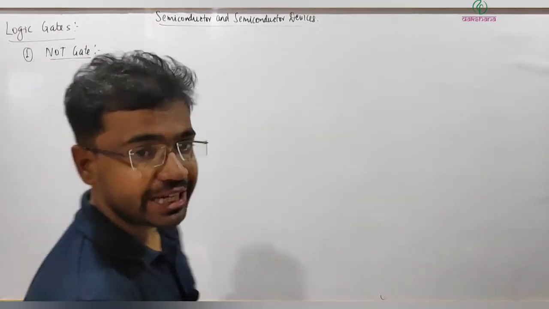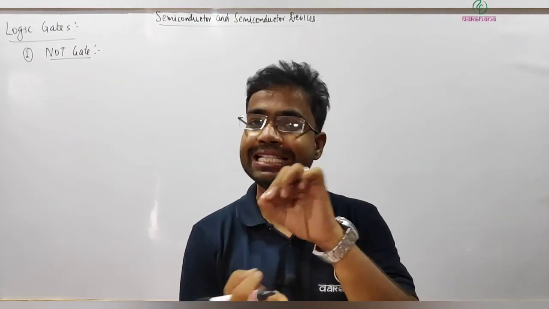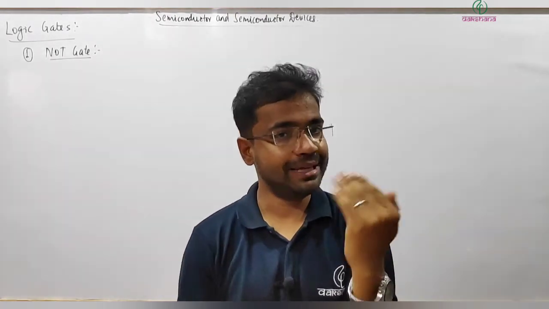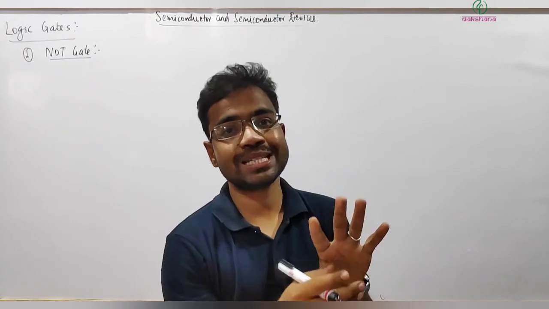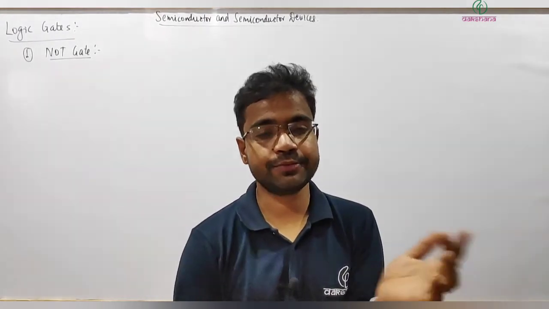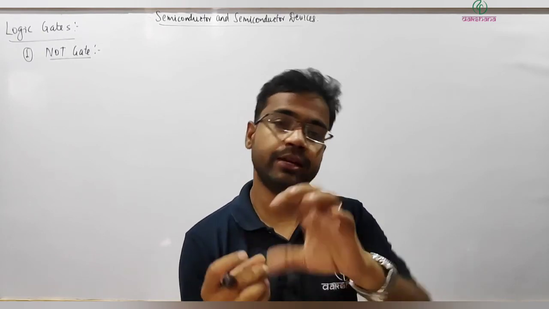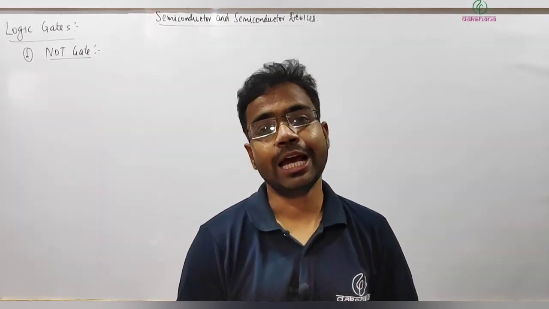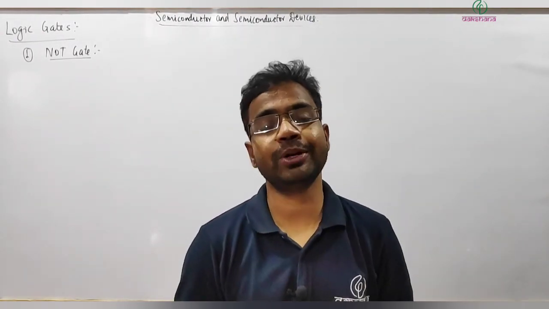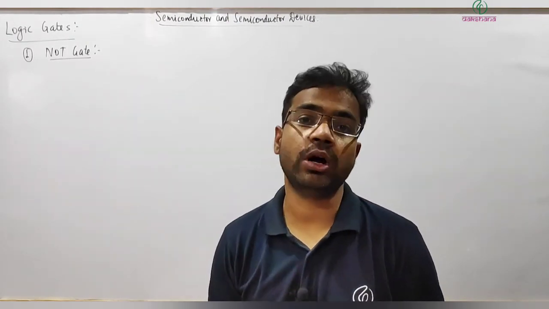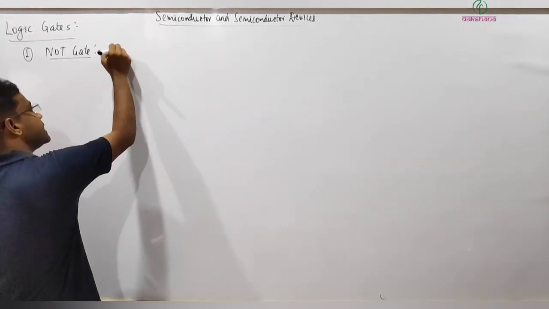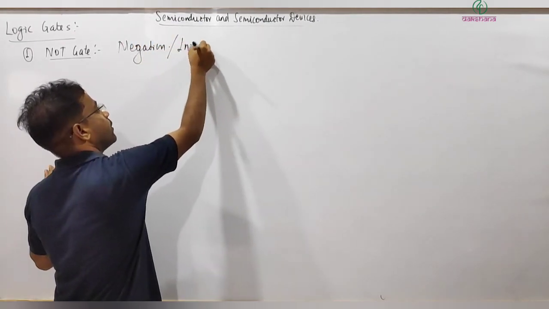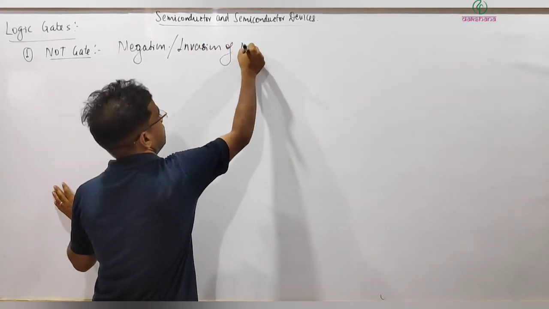Okay, so first is the NOT gate. What is that? Let's suppose in a digital circuit we have only two values, either high or low, meaning either 0 or 1. Some input is given and we want that input to be inverted. If we give a high input, we want the output to be low, and vice versa. That inversion of input can be done with the help of this gate, and we call it the NOT gate. It's basically negation. Its main function is negation or inversion of the input signal.